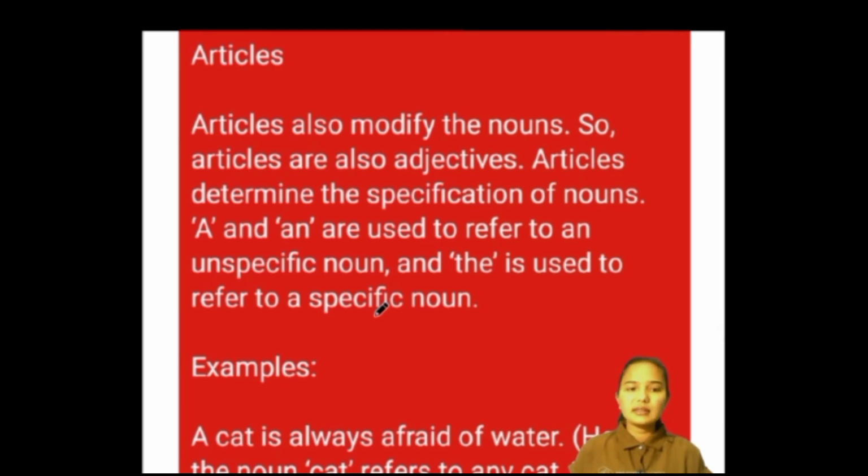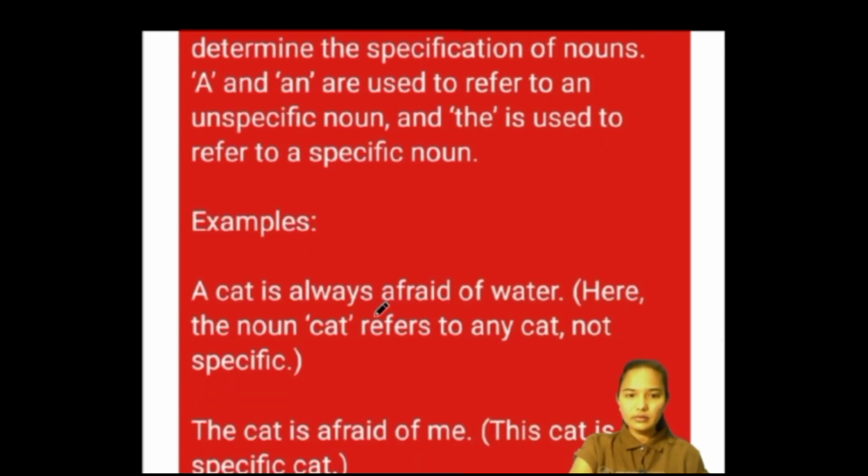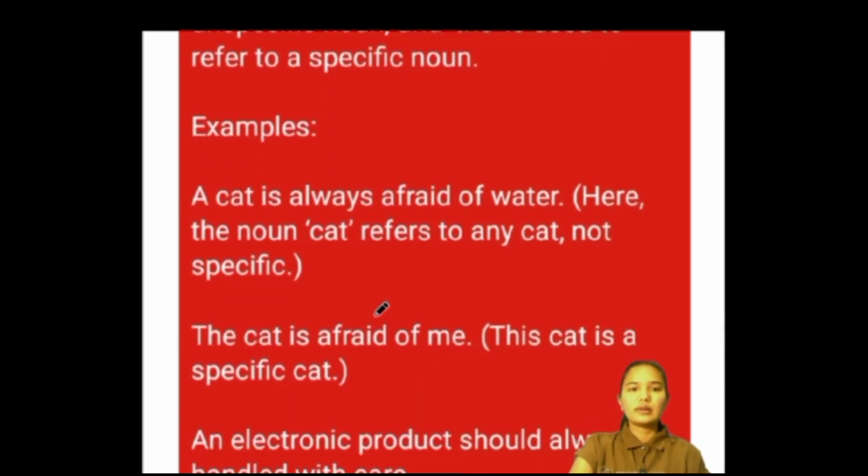Okay. Means a and an we will use to refer to an unspecific noun, which will provide the information, but it would not be proper information, or something will be left out of the information. But this word the will provide specific information. Now let's go through examples.